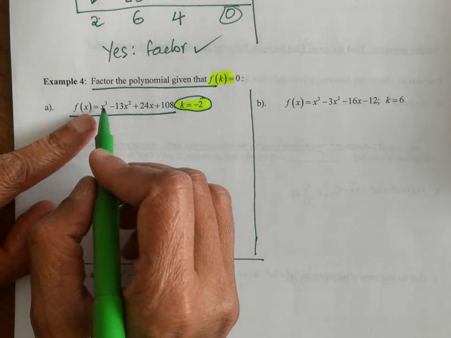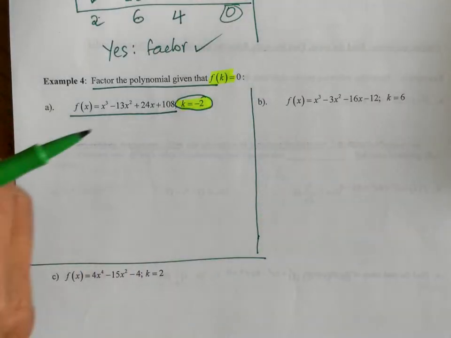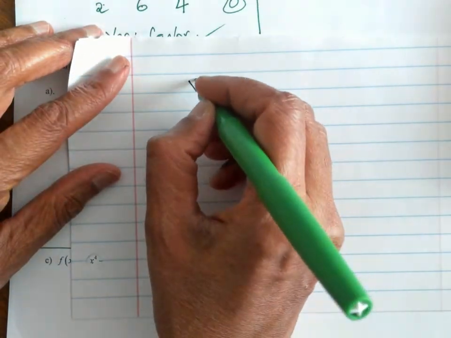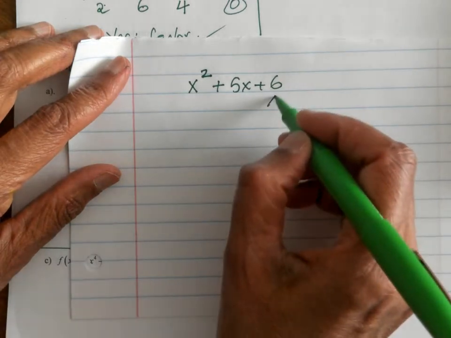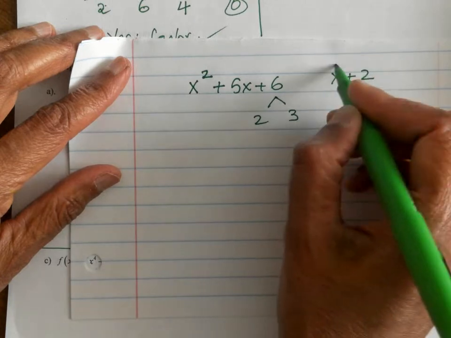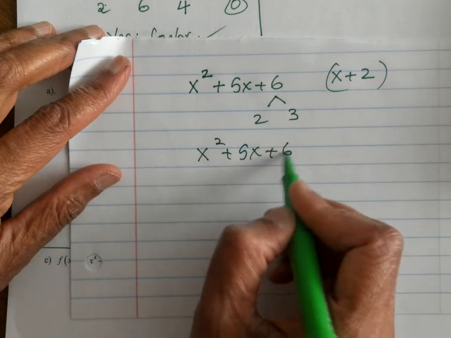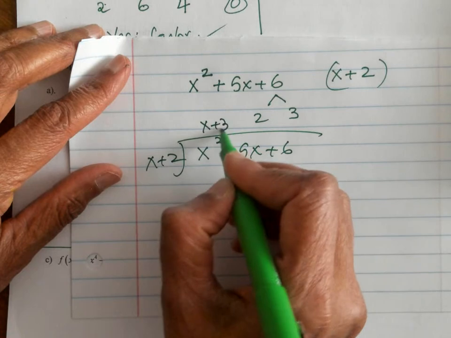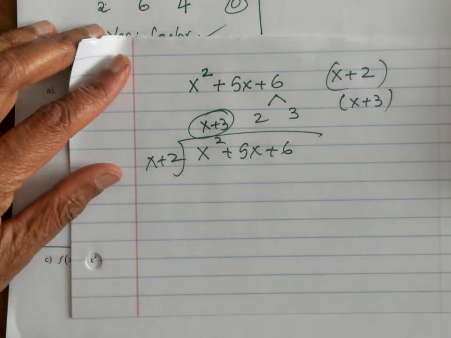So what's the concept here? If you're given a polynomial, let's say you have x squared plus 5x plus 6. Factors of 6 that add up to 5: 2 and 3. So if they tell you that x plus 2 is one of my factors, when you divide x squared plus 5x plus 6 by x plus 2, you should get x plus 3, because these are my two factors. That's what you're trying to do.